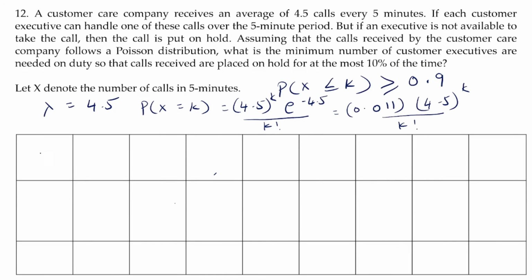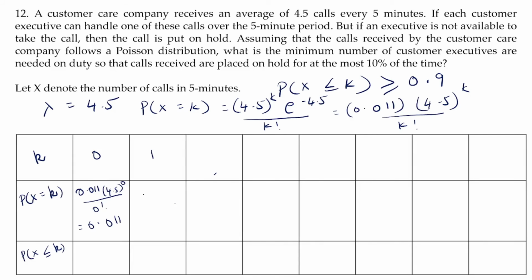So let us have k here, and here the probability of x equal to k, and here the probability of x less than or equal to k. First, let us take k equal to 0. Probability of x equal to 0 will be, in place of k we substitute 0. So it is 0.011 into 4.5 raised to 0 divided by 0 factorial. So it is 0.011 into 1, which is equal to 0.011.